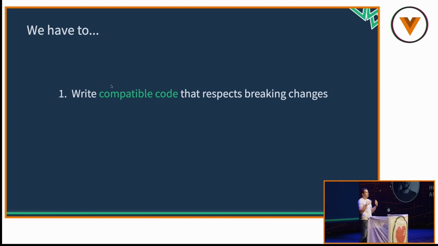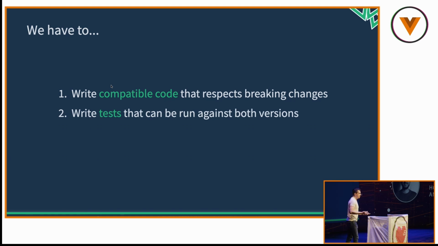And so what are the things that we have to do or that we want to achieve, basically? We want to write compatible code. We want to write code that respects the changes between both versions, but we still want to write one single file component and not two versions of it, because then we have to write two pieces of code, we have to write two pieces of tests and so forth.